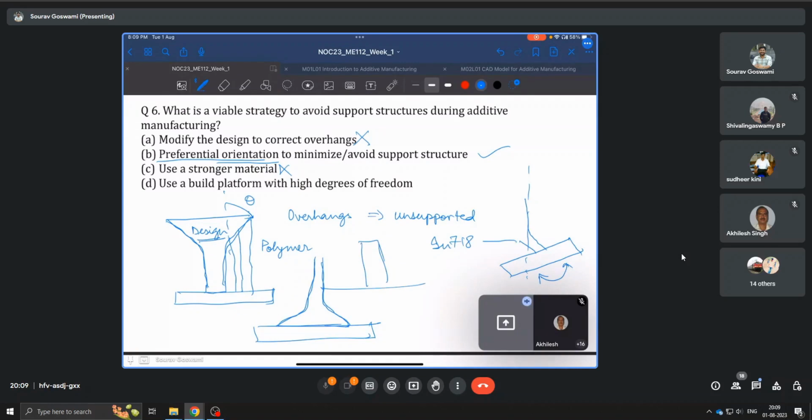It is right. Because now you see this region is not unsupported anymore, or it does not have a large inclination with the vertical. And say if you retrofitted an AM setup into a CNC, which has anywhere between 4 or 5 degrees of freedom, the bed itself can eliminate the need for any support structures. So both B and D are correct options here.